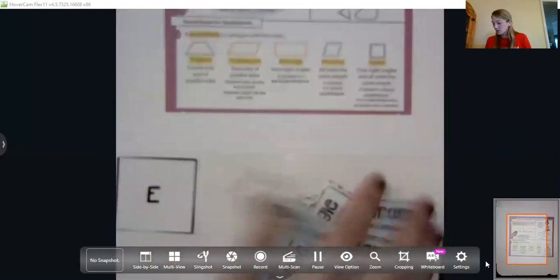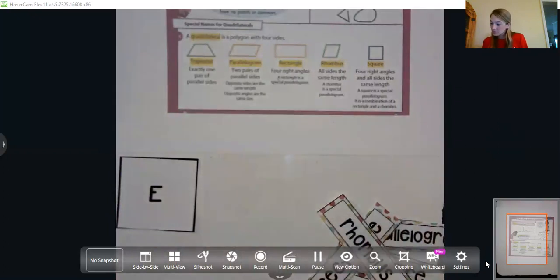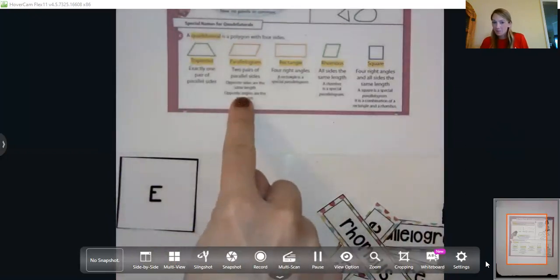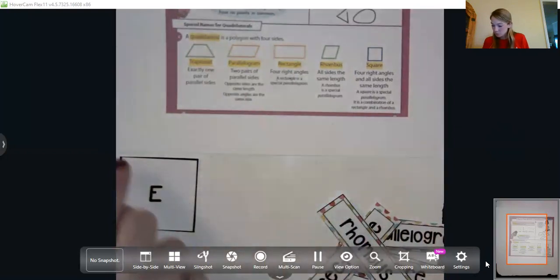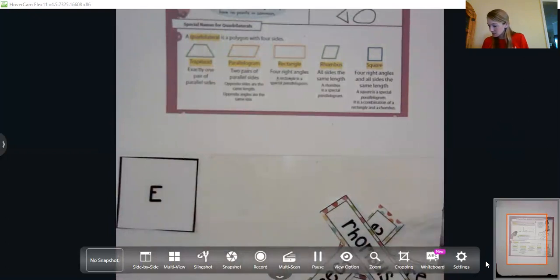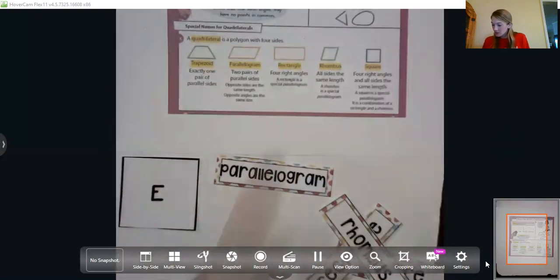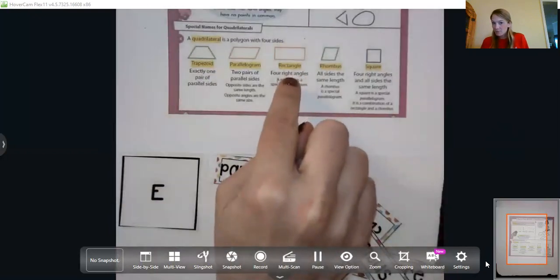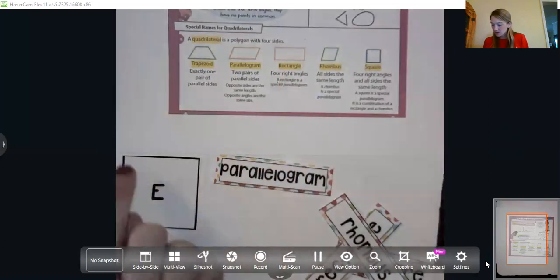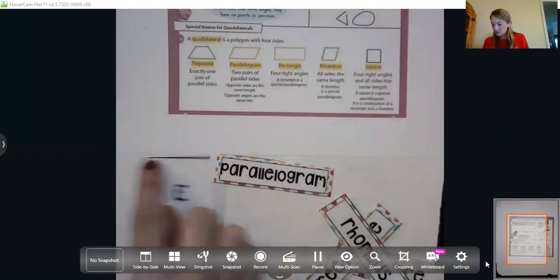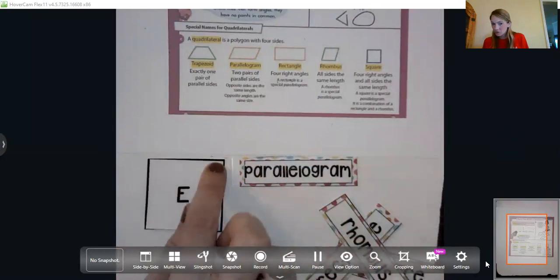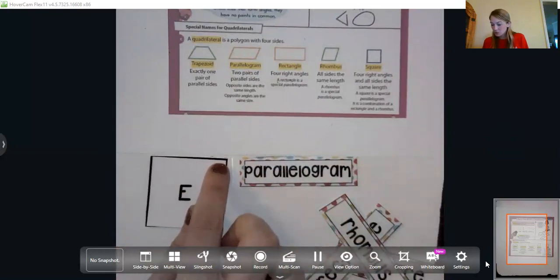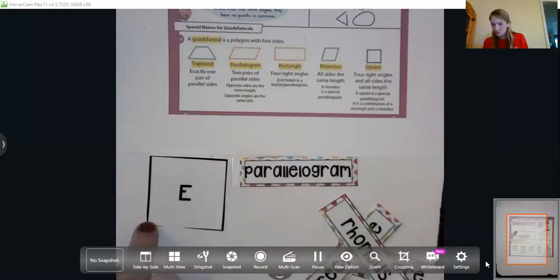Okay, let's decide now if this could be a parallelogram. Okay, does it have two pairs of parallel sides? One, two. Yes, it does. So this is a parallelogram. Let's see if it's a rectangle. Does it have four right angles? Okay, there's a right angle here. One here, so that's two. Three right angles, four right angles.